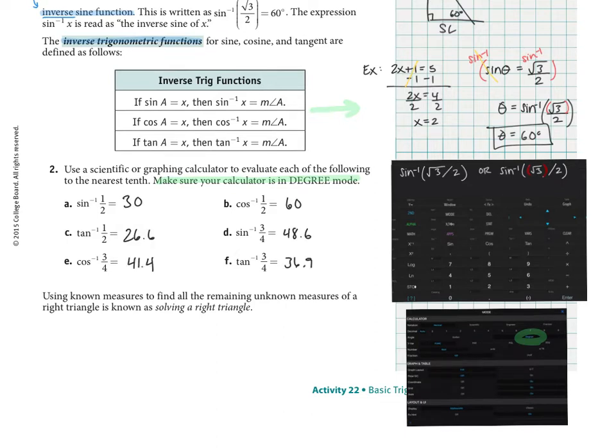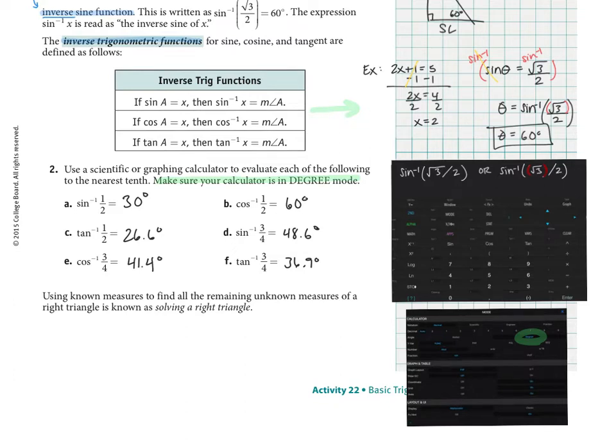All right, so let's talk about these results. For A, we should have gotten 30, B, 60, C, when you rounded, 26.6, D should be 48.6, E should be 41.4, and F should be 36.9. Now, remember, the purpose of this is we're finding degrees. So if you didn't put a degree symbol by all of these, I would go ahead and do that right now, because this is the ratio of different side lengths in our triangle, right? Either the opposite, adjacent, or hypotenuse, and we're looking to see what angle measure goes accordingly with it.